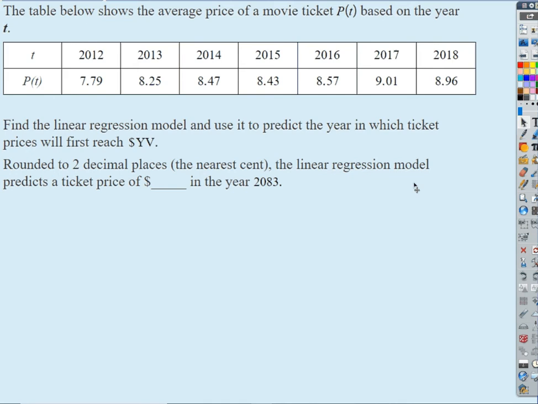So it shows you average price of a movie ticket, so we'll call that P of T, based on the year T. So for each of these years, it's giving you the average price of the movie ticket, right? And it's asking you, rounded to 2 decimal places, what would be the best prediction for what the ticket price of a movie is going to be in the year 2083, based on this data? Okay. Well, that's way out there. 2083, so it's way out there.